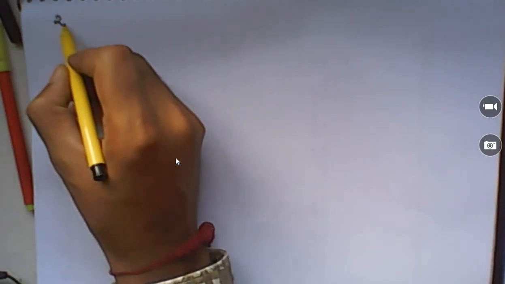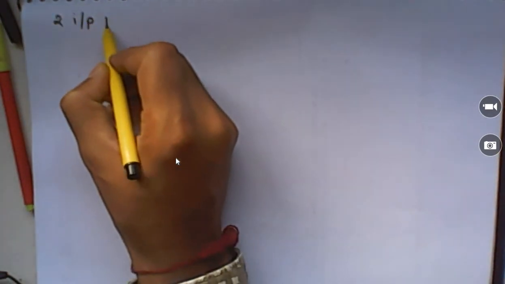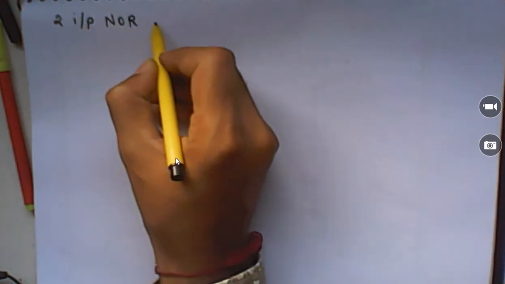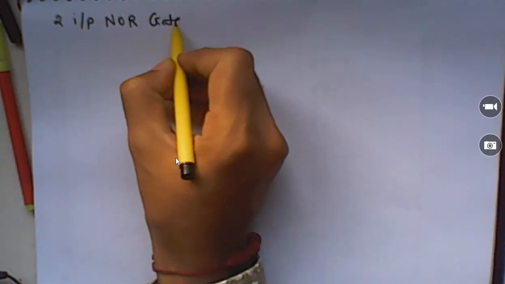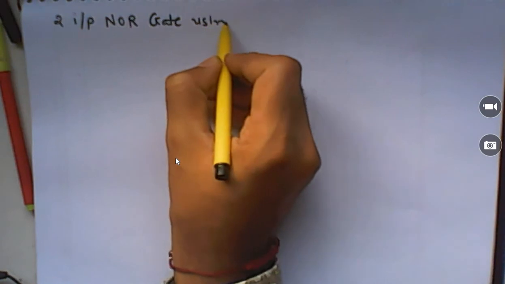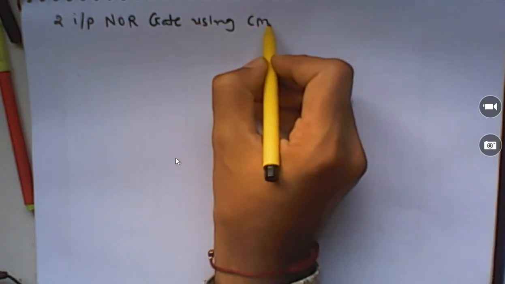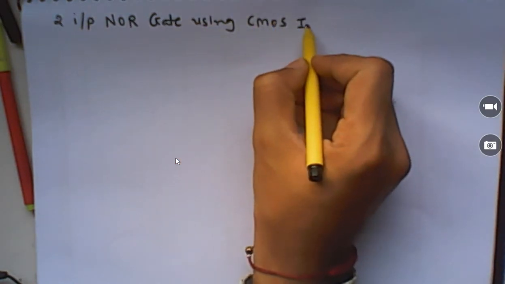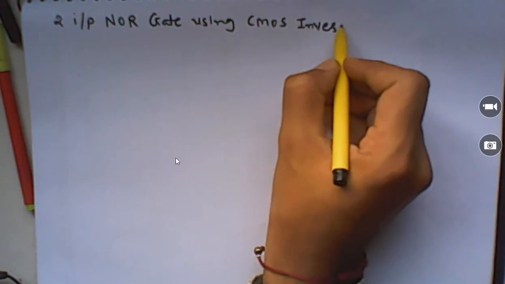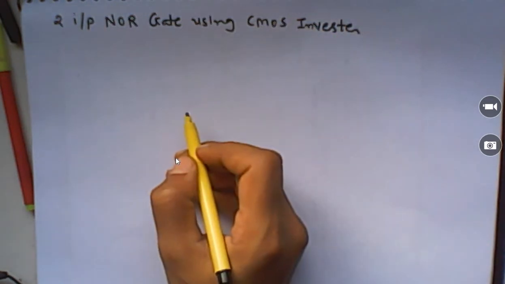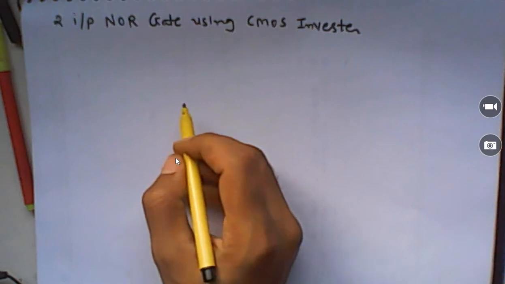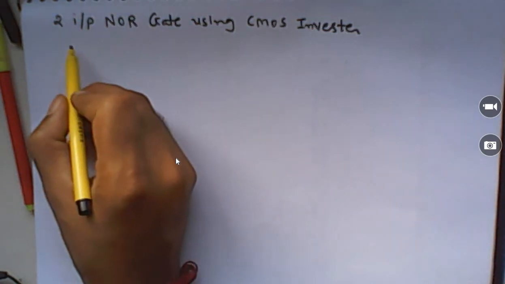Now our next topic is the two input NOR gate using a CMOS inverter. Right, so here we want to implement the NOR gate using a CMOS inverter.